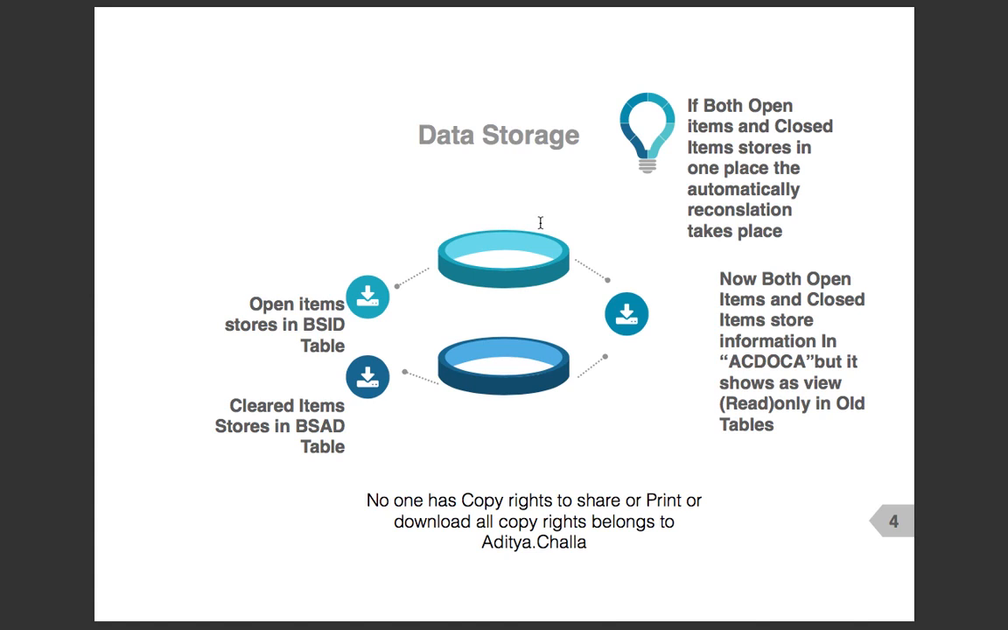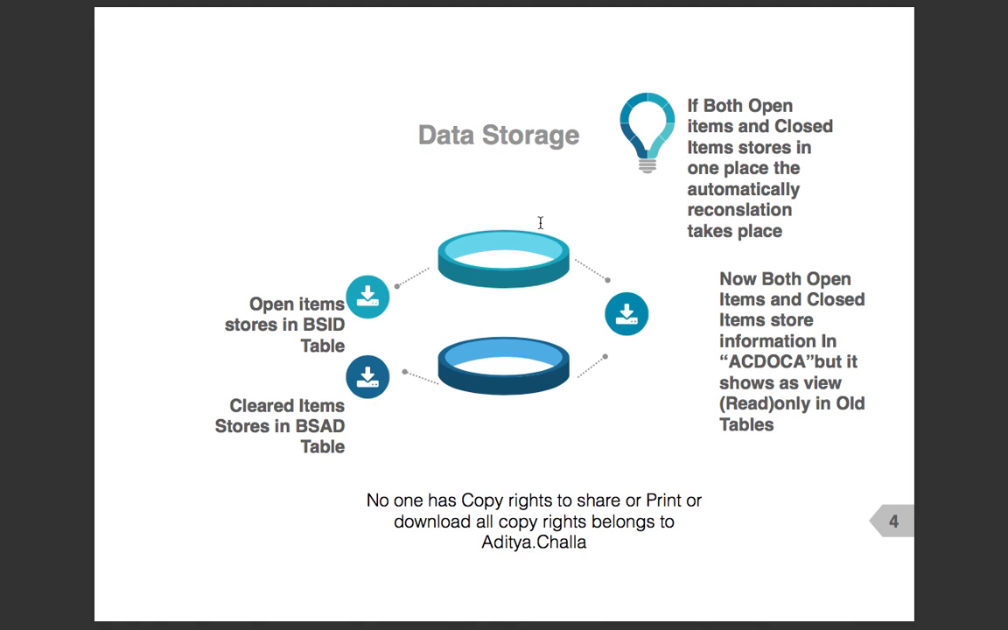That means only one point. Every piece of information we give as input, whether it is an open item, a cleared item or anything else, is stored directly into ACDOCA, which is the universal journal for reconciliation purposes, but it will show as a view in the old tables also. So it is not stored in the old tables. It will show only as a view in the old tables. So this is a change in the data architecture, that means a change in the business partner and a change in the data architecture.